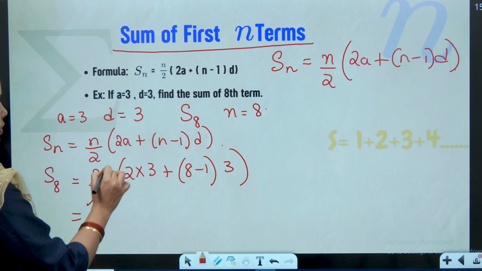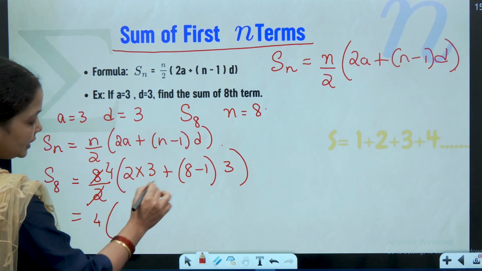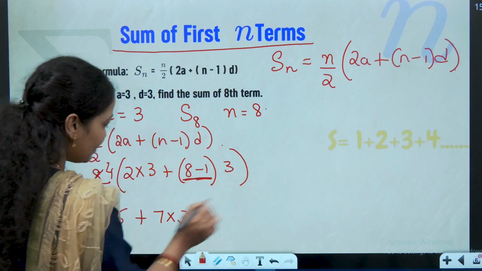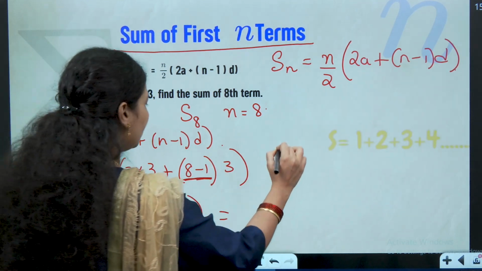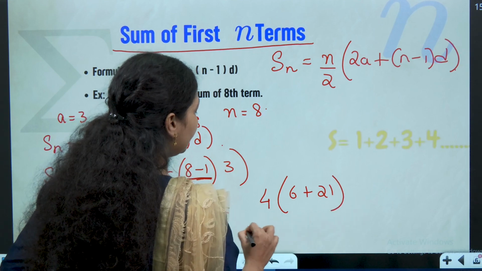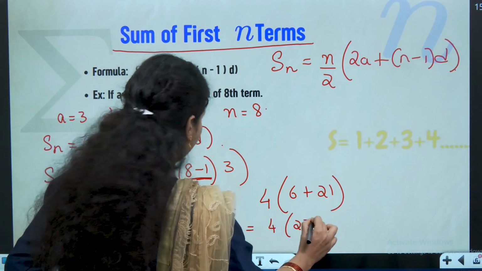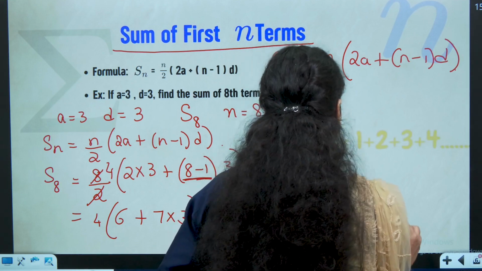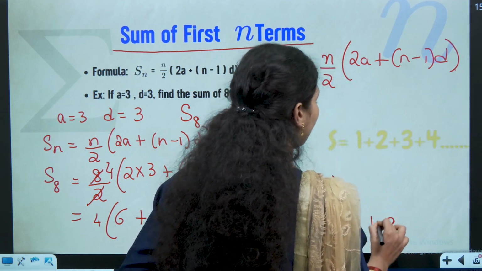2 1s are 2, 4s are... So this is 4 into 2 3s are 6, 7 into 3. Subtract this first and then multiply. So this will be equal to 4 into 6 plus 21. That is 4 into 27, giving me in and around 108.